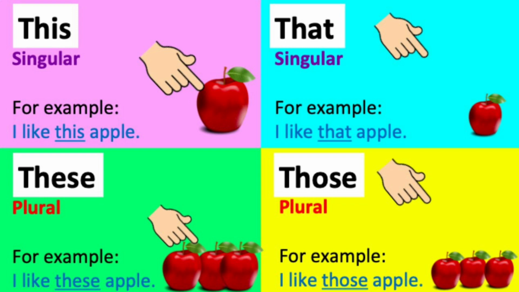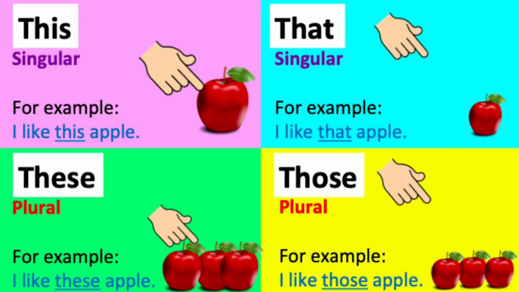Fourth demonstrative pronoun is those. Look at the example, children. I like those apples. In the picture, the apples are plural objects, as well as the finger is far from the apples. So here we use those. So the sentence is, I like those apples. I hope you understand this concept.